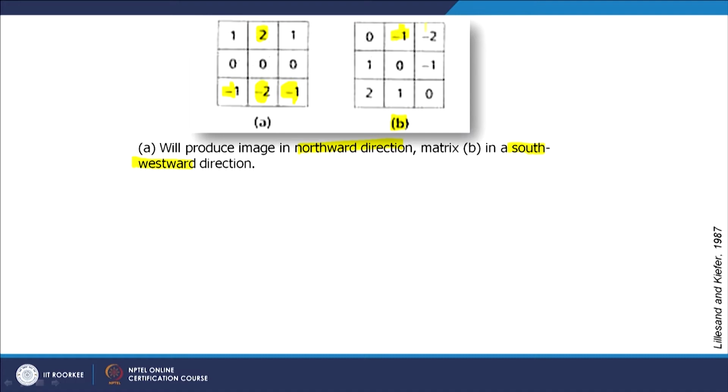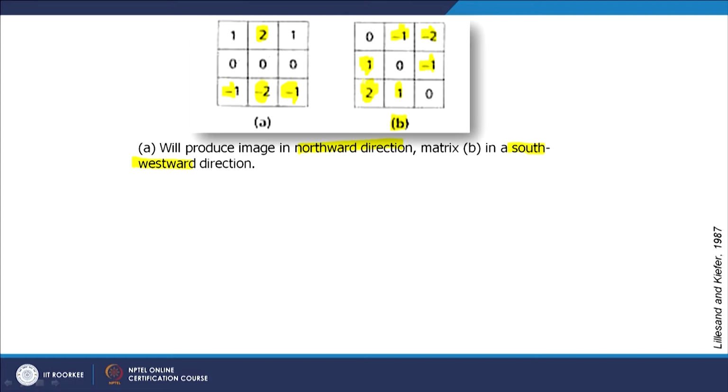And if I want a southwest direction, as in case of B, then I will put the negative values in opposite corners. That means the features having a northeast-southwest orientation will be emphasized. So here the southwest direction features will be emphasized. So even by looking at a filter, a convolution matrix, you can understand what effect it is going to have on the image once it is used for filtering.